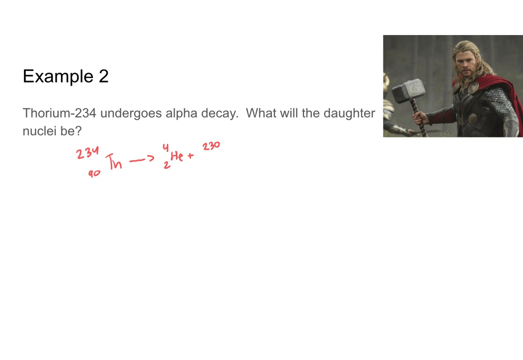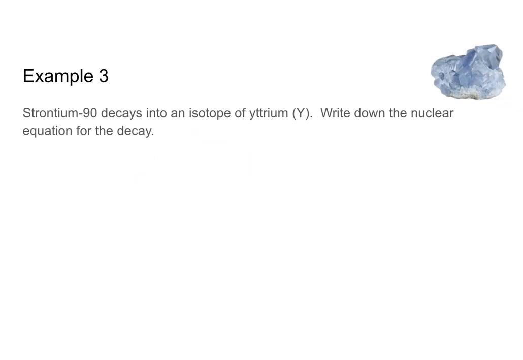That also means that it has to have a nuclear number of 88, since 88 plus 2 equals 90, and my value for Z has to balance on both sides. So I'm looking at my periodic table, and I can see that the element with atomic number 88 is Ra, radium. So here is going to be the daughter nucleus, radium-230. One more example. Strontium-90 decays into an isotope of yttrium.